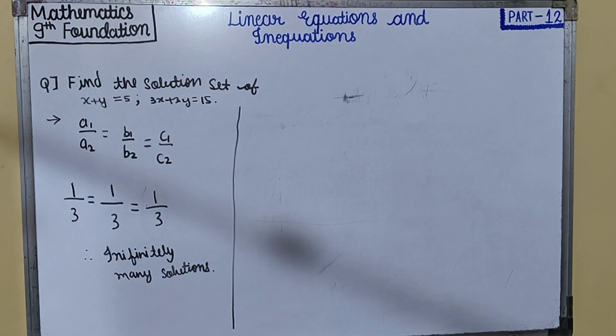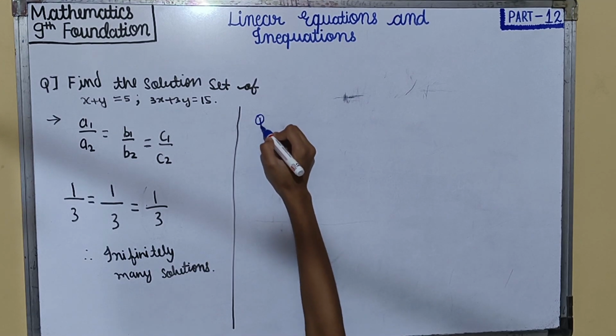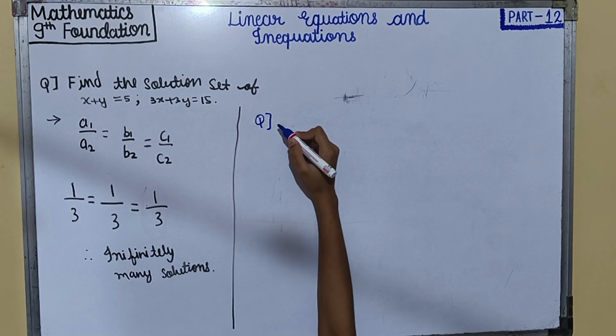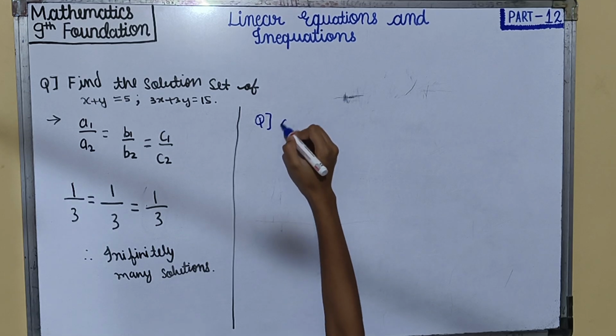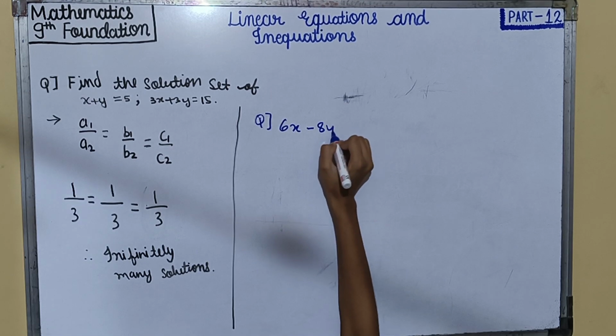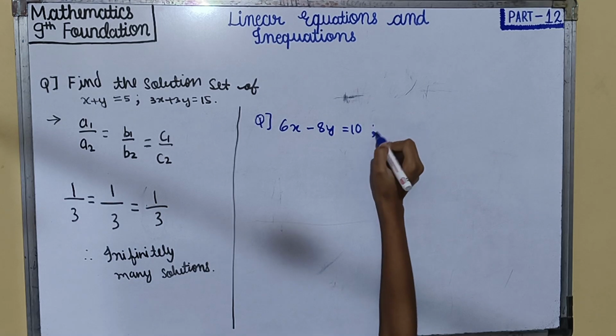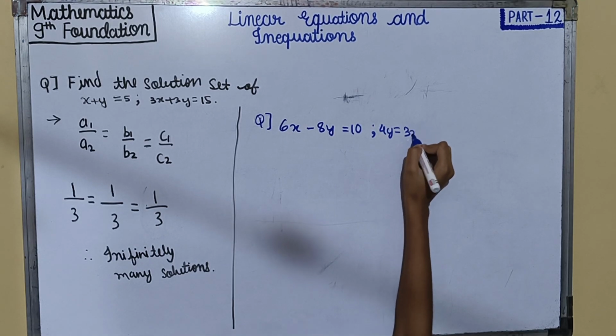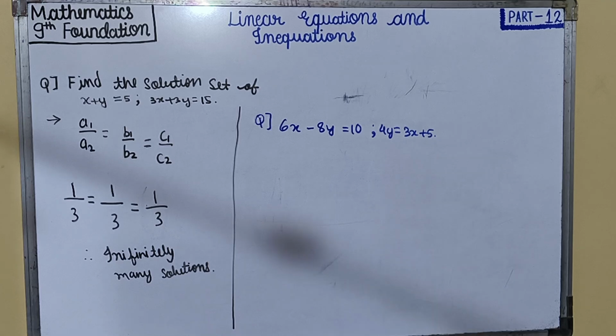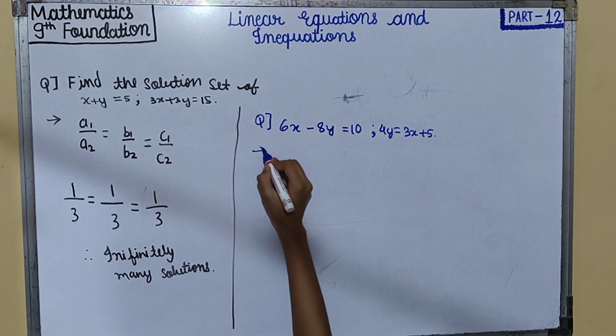Now, one more question is there. The question is 6x minus 8y is equal to 10, and 4y is equal to 3x plus 5. Solve the following system of equations. So, we have to solve.